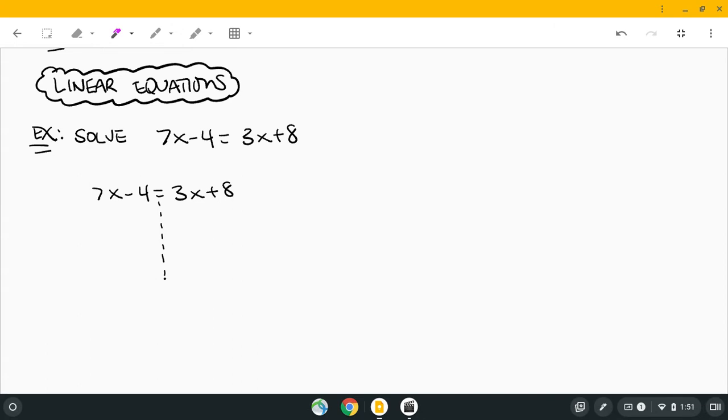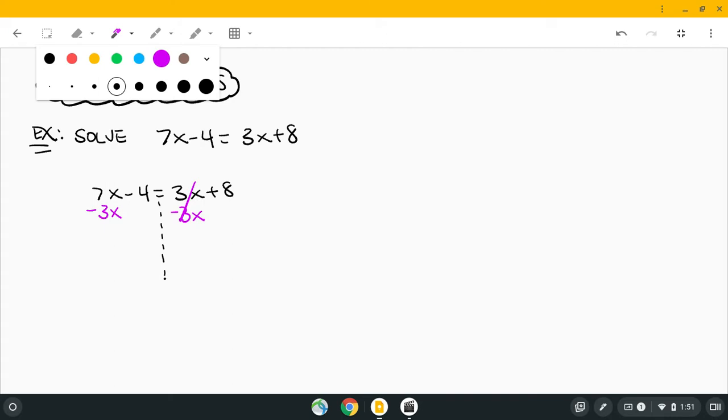Here we have x's on both sides. So I need to cancel one of these x terms, and it doesn't matter which one. You could subtract 7x on both sides, or you could subtract 3x on both sides. It doesn't matter. At the very end, everyone will get the same answer if they do the math correctly. Okay, so I'm going to go ahead and choose to subtract 3x on both sides.